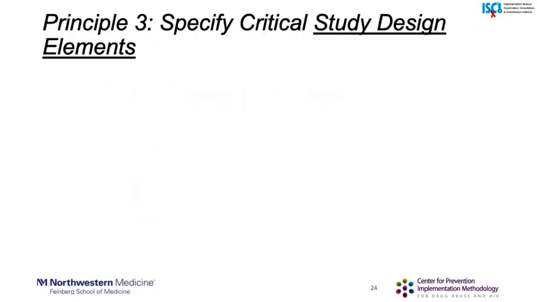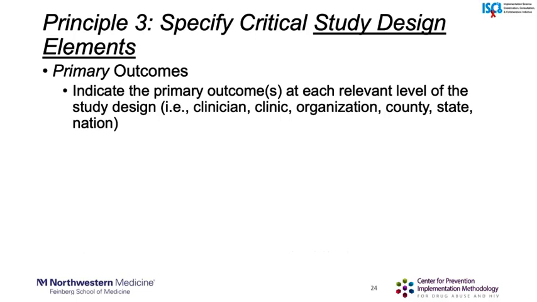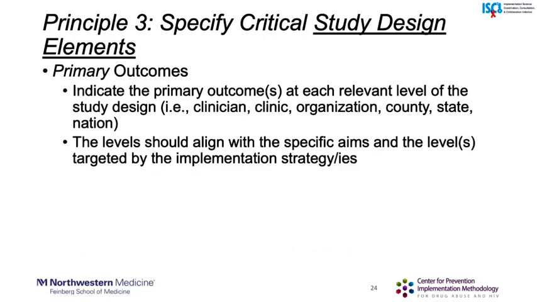Principle number 3 is to specify critical study design elements. So the first of these is primary outcomes. You want to indicate the primary outcomes at each relevant level of the study design. These could be at the levels of things like clinicians, the clinic, the organizational level, a county, a state, a nation, depending on your level of randomization and other factors that are relevant to your implementation project. Not surprisingly, the levels of the primary outcome should align with the specific aims of the levels that are targeted by the implementation strategies.